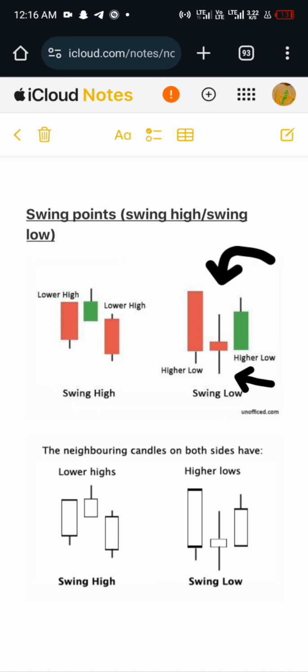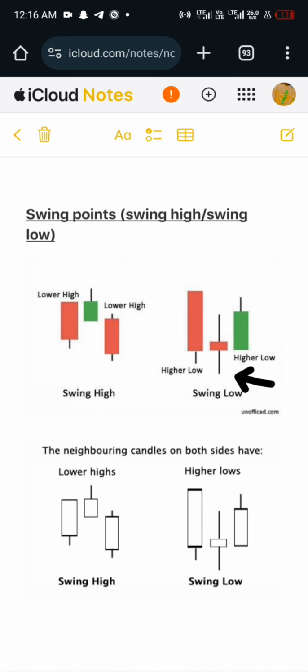If for any reason the candle in the middle is higher than the candle on the left or the candle on the right, then this is no longer a swing low. What makes this uniquely a swing low is because the candle in the middle is lower than the one to the left and the one to the right. That is why it is a swing low.